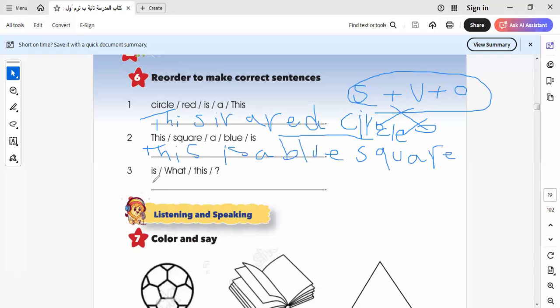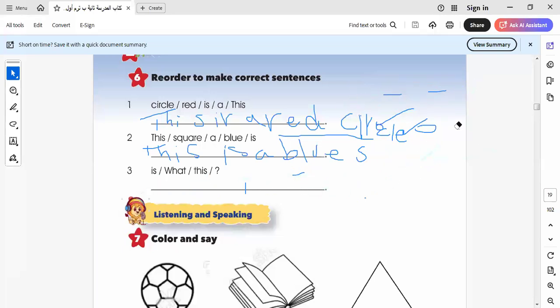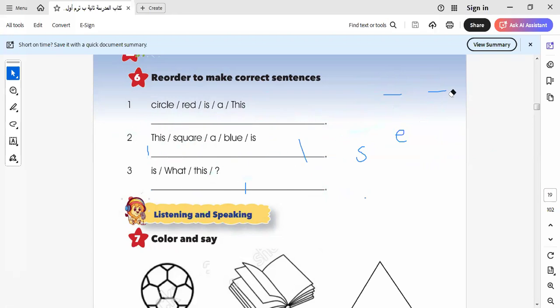Let's go to the last one. Here it will be: what is this? This is the expression of this question. As we told you before, when we talk about the question form, I replace the verb in place of the subject. What is this? I put a question mark at the end of the sentence. You must take care: if you have a question, you must put a question mark at the end, in the punctuation form and in the written form, in both. You must know this.